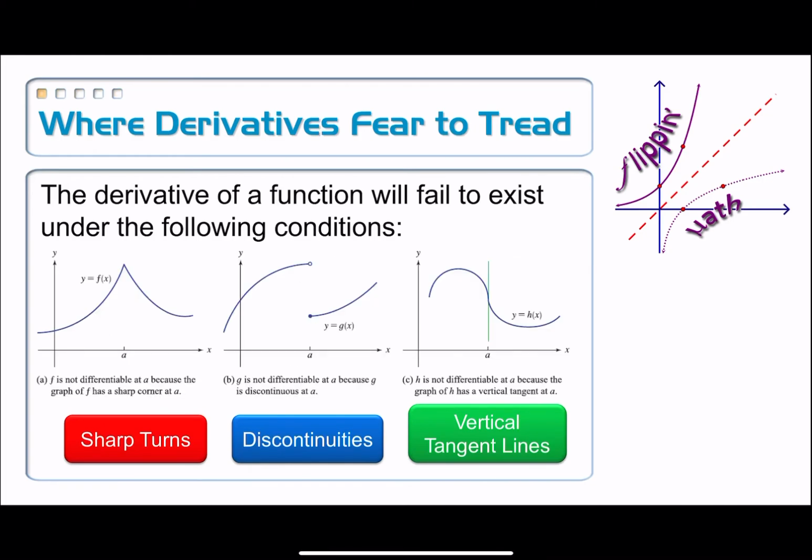Here's a couple more pictures for you. Sharp turn right there, sometimes again called a cusp. And then a discontinuity, not going to have a derivative right here at this particular point. And then finally a vertical tangent line. We looked at a square root function, but here the function is defined on both sides. The square root function wasn't, but we still have a vertical tangent line. We're not going to have a derivative at that particular point.